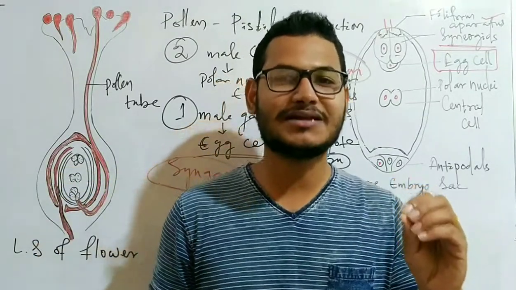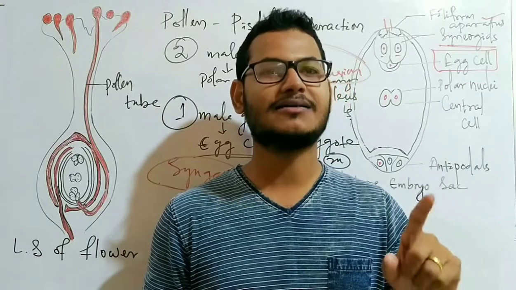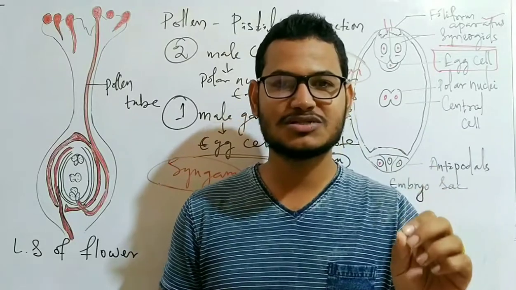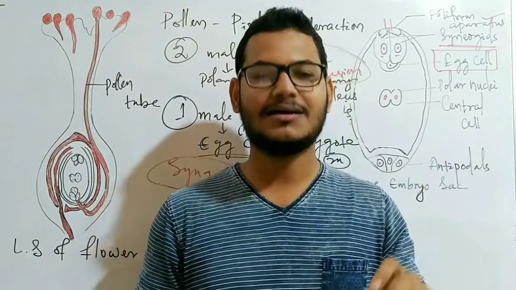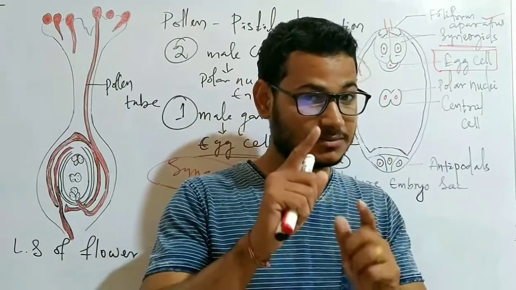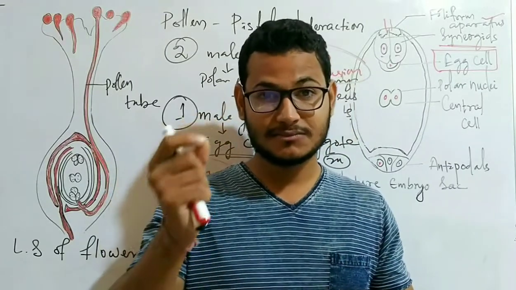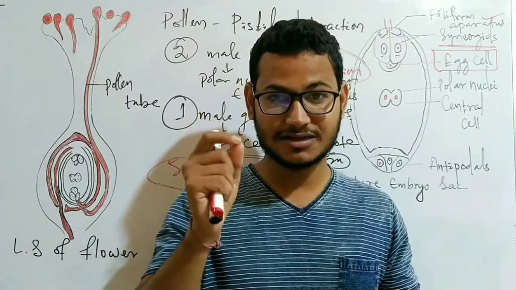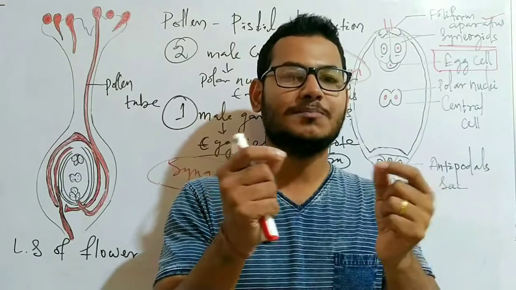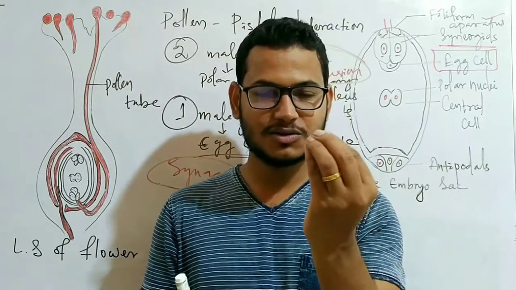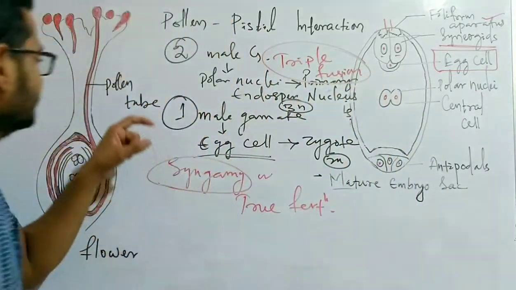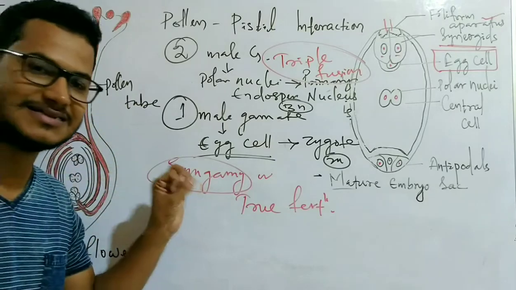So the male and female gametes are produced in the pollen grain and embryo sac respectively. We know that the male gamete is produced in the anther, and it is the pollen grain, and the female gamete is produced inside the embryo sac. And we know that the pollen grain as well as the female gamete or the embryo sac both are non-motile. So they need to meet each other. The pollen grain needs to travel to the surface of the pistil for the pollen-pistil interaction, after which only the formation of fruit and seed takes place.